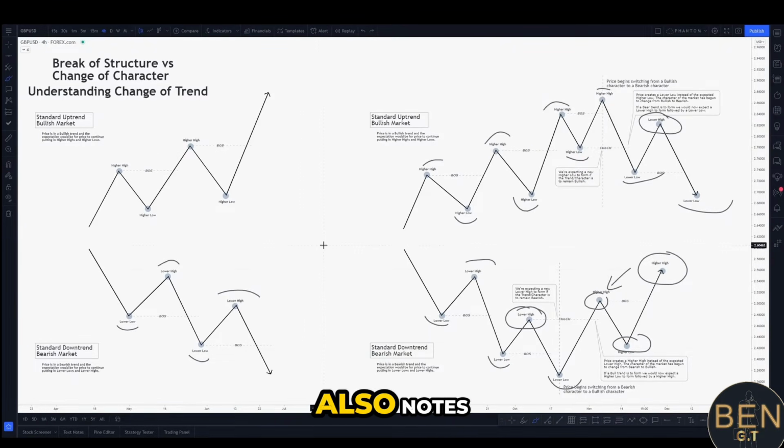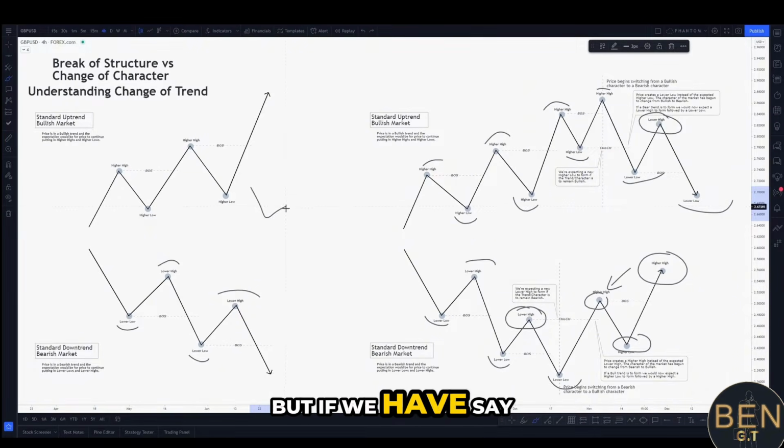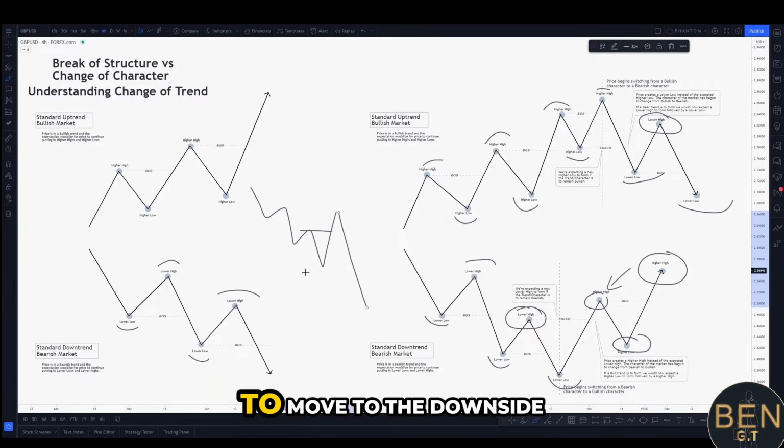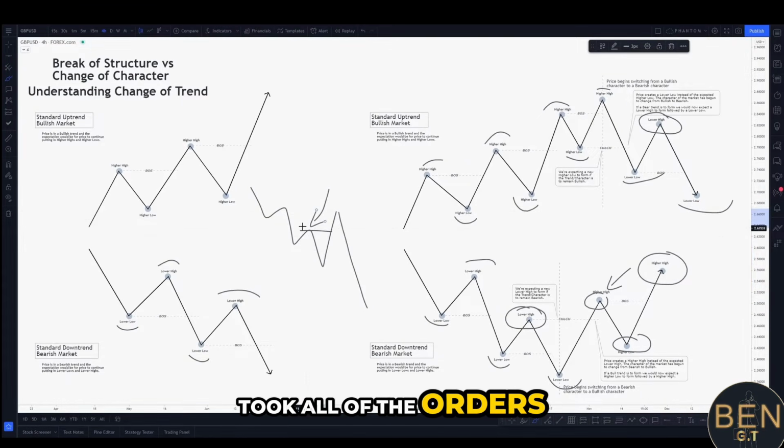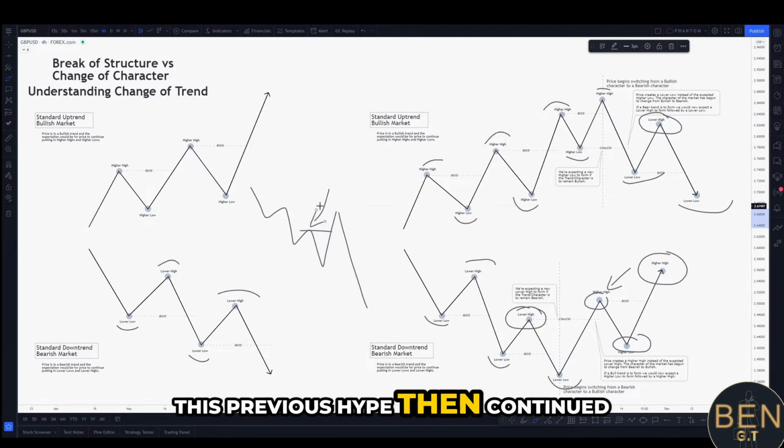One thing to also note, and we'll go into this a little bit further once we jump into liquidity, but if we have, say, price creating lower lows and lower highs, we get that change of character, but then price then begins to move to the downside. This is what we would know as a liquidity grab. It essentially took all of the orders that rested above this previous high, but then continued the trend.